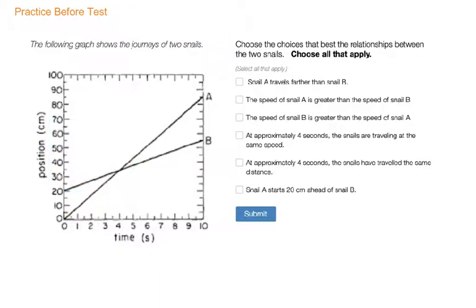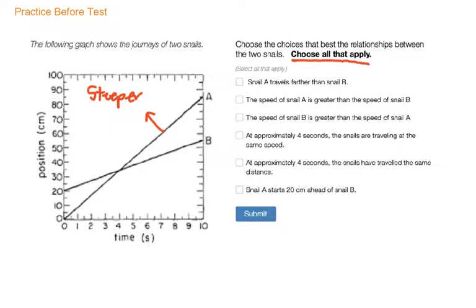We're supposed to choose the choices that best match the relationship between the two snails. And we're supposed to choose all that apply. That gives you a hint that there's more than one. So let's look again at the graph. I know that A is steeper. If A is steeper right off the bat, I know that A is moving faster.